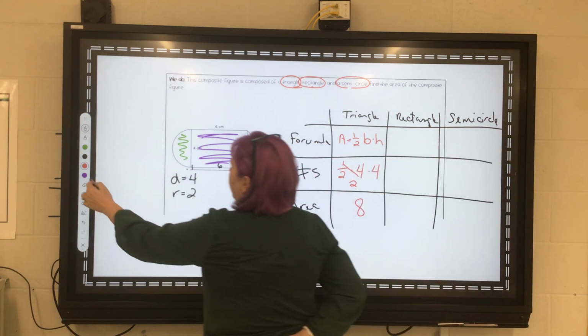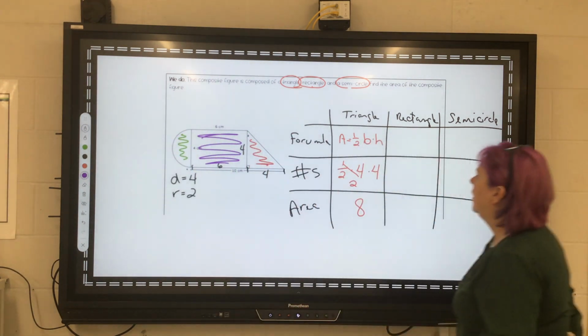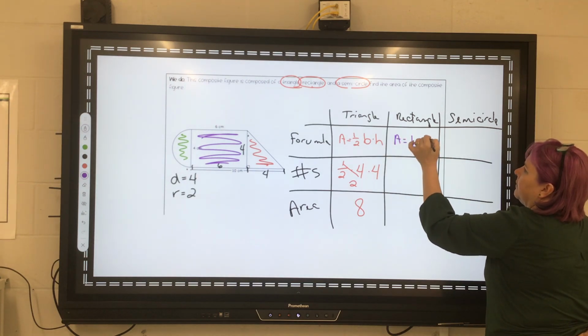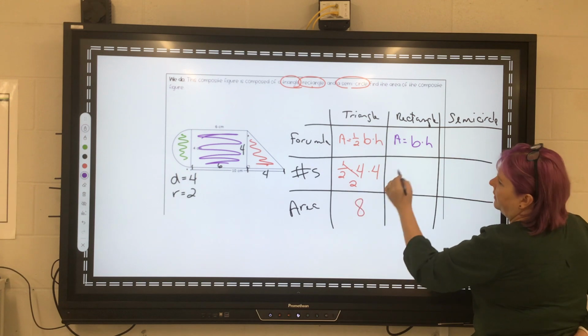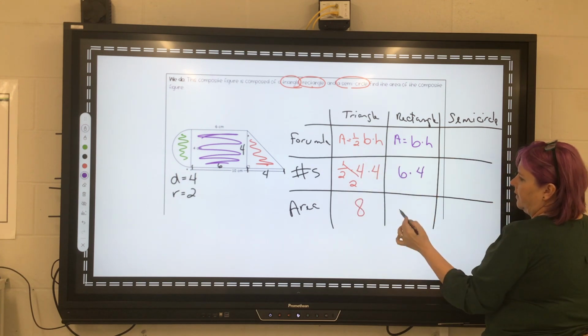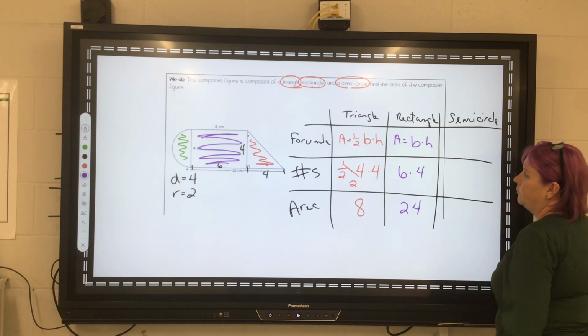Okay. Now I'm going to do my rectangle. My area of my rectangle is area equals base times height. So my base is 6, height is 4. 6 times 4 is 24.